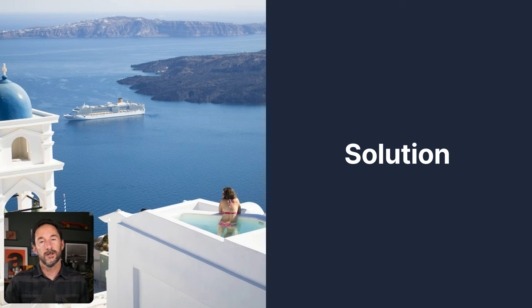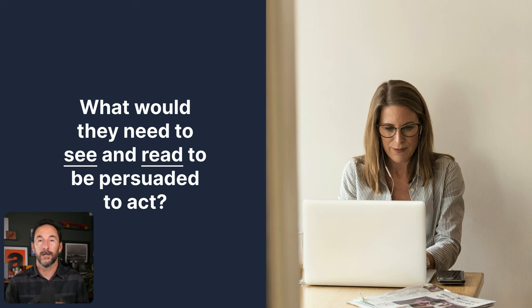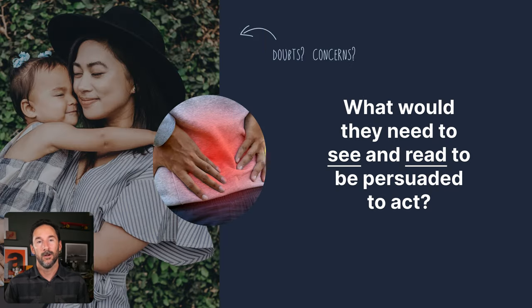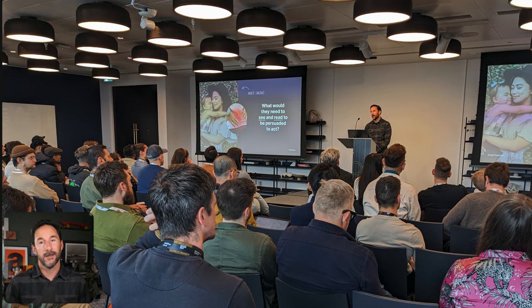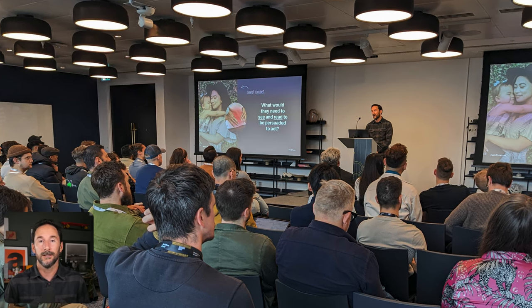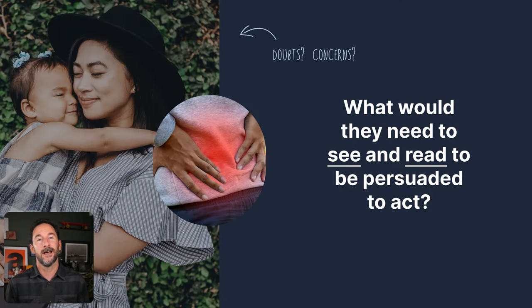So now we need to transport ourselves into the shoes of the landing page visitor and ask yourself, what would they need to see and read to be persuaded to act? Again, what would the corporate working woman in London need to see and read to be persuaded to act in the landing page? What doubts does she have? What concerns could she have? And when you actually start writing this down on a piece of paper, it really starts to surface the content we need. And remember, cross-check every bit of content and ask yourself, does it align with a single objective you set for the landing page?